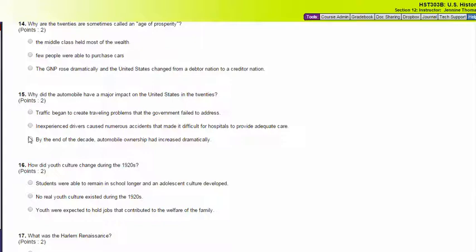Number 16. How did the youth culture change during the 1920s? Students were able to remain in school longer, and an adolescent culture developed. No real youth culture existed during the 1920s. Youth were expected to hold jobs that contributed to the welfare of the family.